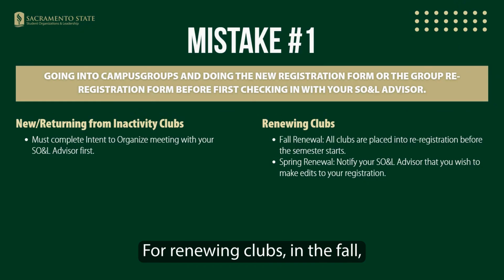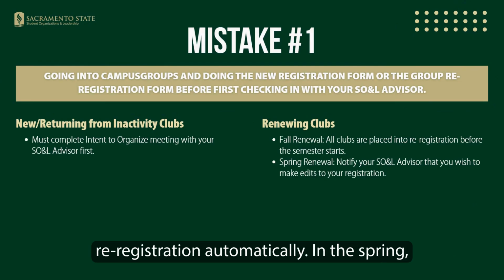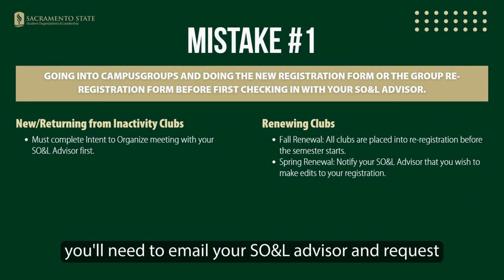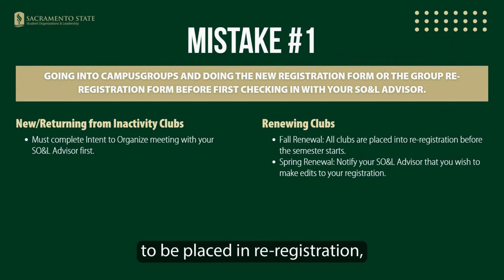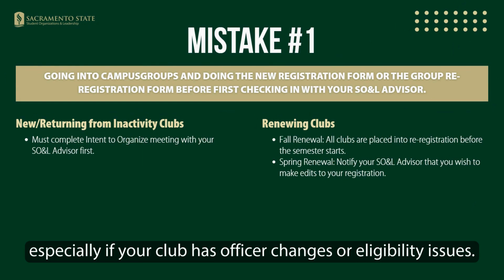This needs to be completed first regardless of what semester you are in. For renewing clubs, in the fall, all recognized clubs are placed into re-registration automatically. In the spring, you'll need to email your SOLE advisor and request to be placed in re-registration, especially if your club has officer changes or eligibility issues.